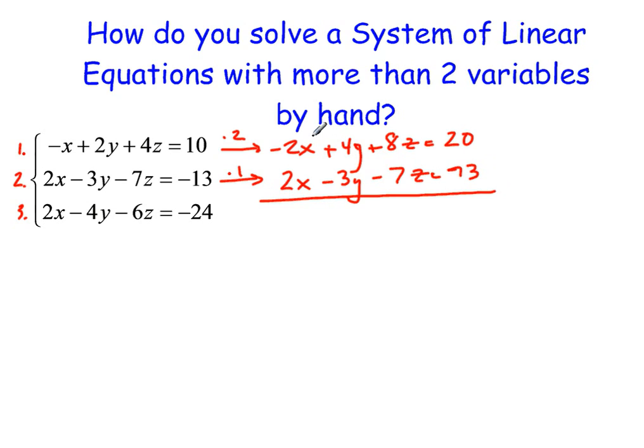So if I do this, I can eliminate my x's. So I'm going to get a positive 1y, a positive 1z, and again, this is 20 minus 13, which is a positive 7. So now I have one equation with two unknowns.